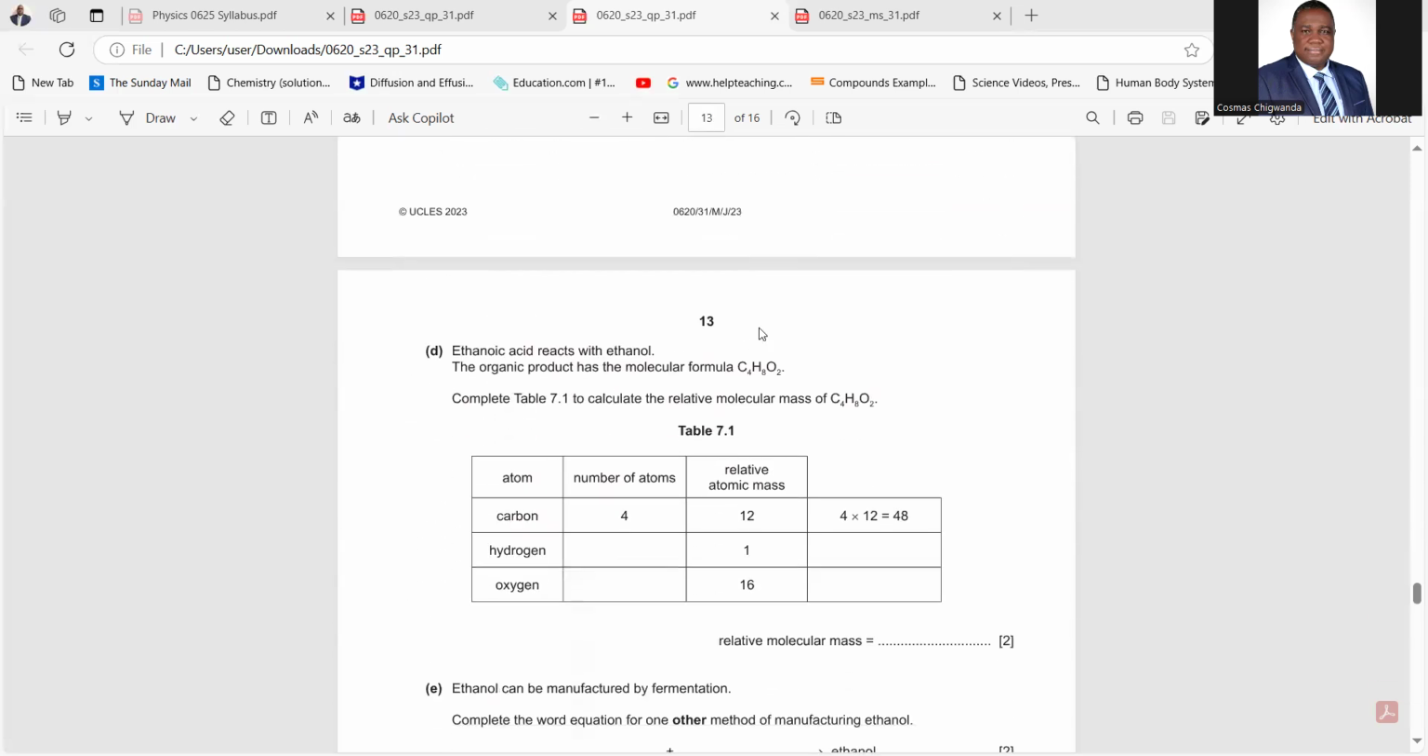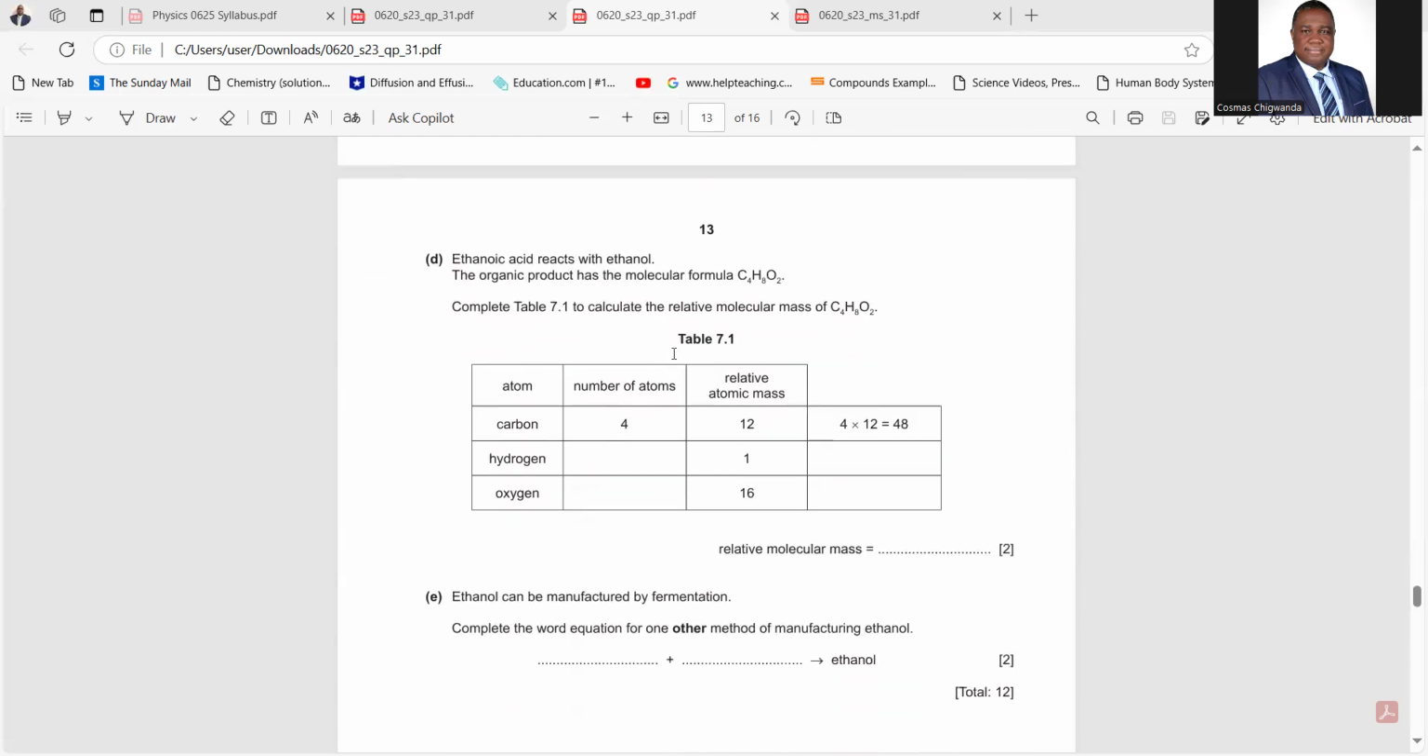to talk about how to calculate the relative molecular mass of a compound which we form, which is called an ester, when ethanoic acid reacts with ethanol. All right, this is one of the ways in which examiners can ask you to determine the relative molecular mass of this compound C4H8O2. Right, so let's go through it.